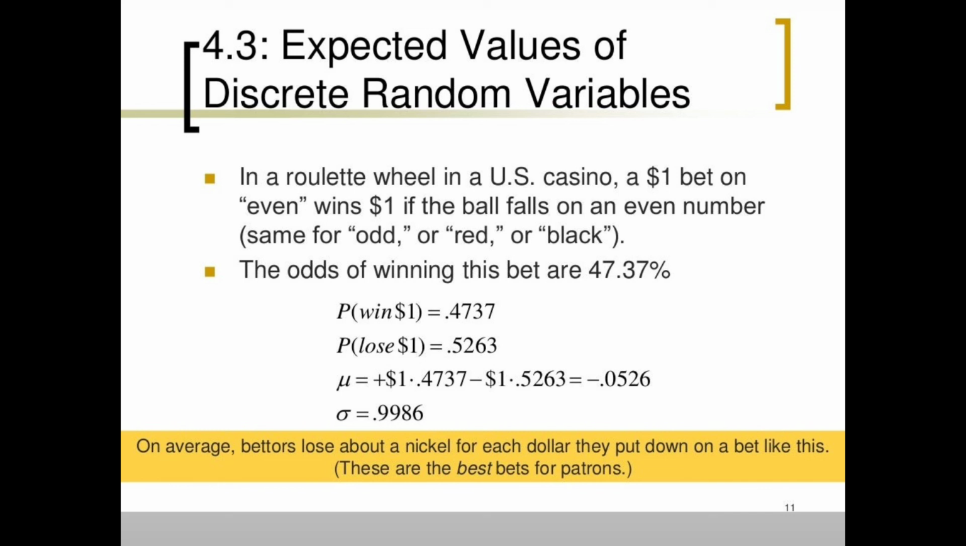Here mu is equal to $1 times 0.4737 minus $1 times 0.5263, which is equal to minus 0.526. Sigma is equal to 0.9986.